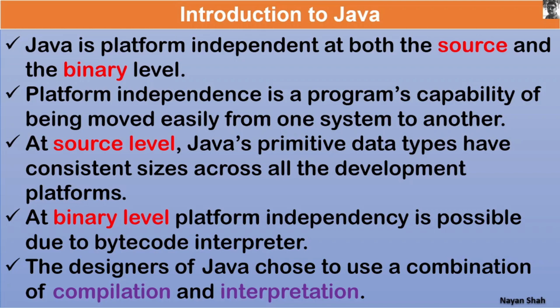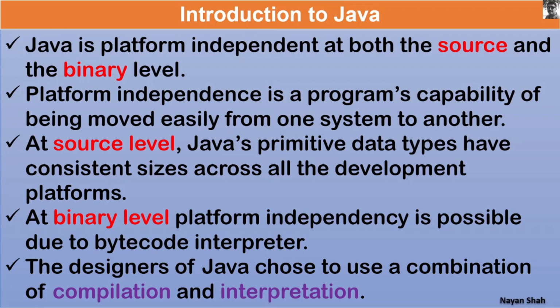At source level, Java's primitive data types have consistent sizes across all the development platforms. That is data types, which we will learn in detail further in this chapter itself. But Java's primitive data types have the same size, same meaning, same usage across all the development platforms. And at binary level, platform independence is possible due to the bytecode interpreter. So there is a bytecode interpreter which makes your program platform independent. Let us see how it is making it platform independent.